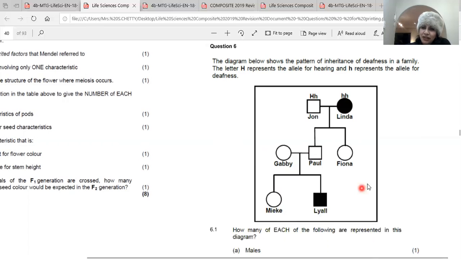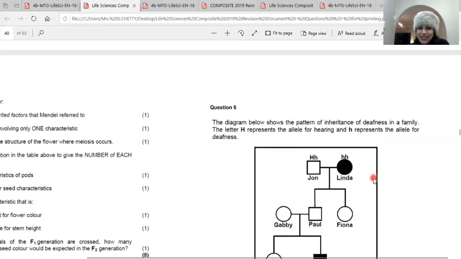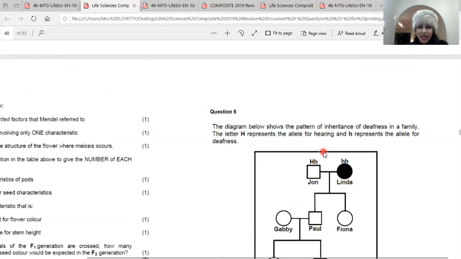The next important thing is to now read the question. First of all, you read the question. I just gave you the background. Read the question, and find out which is the recessive and which is the dominant characteristic. The diagram below shows the pattern of inheritance of deafness in a family. So it traces deafness through the family. The letter capital H represents the allele for hearing, in other words, normal hearing. And small h represents the allele for deafness. So in other words, deafness is a recessive allele. Normal hearing is a dominant allele.